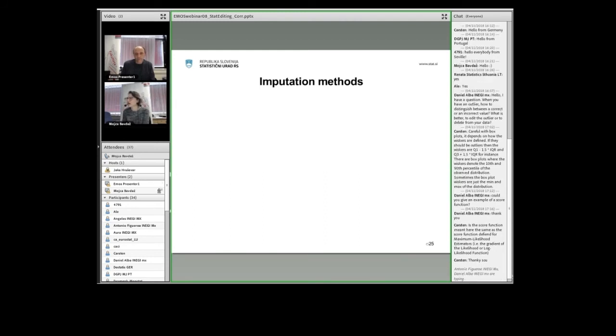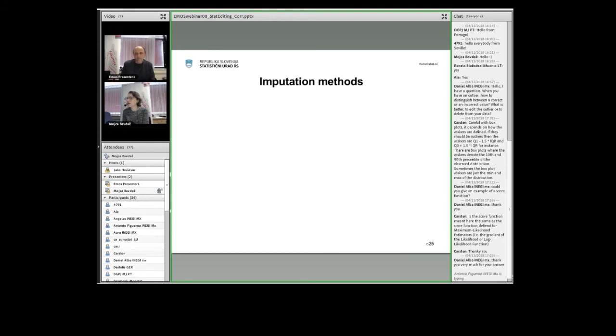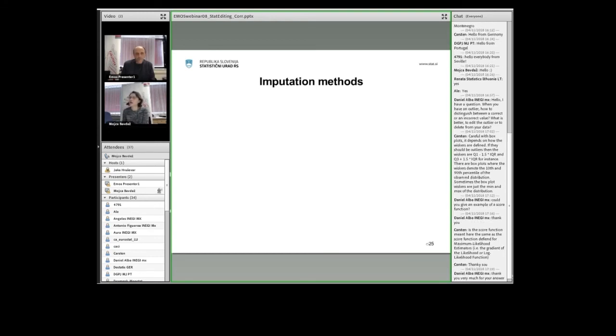Okay, and we have one more comment, more than a question. Careful with box plots because it depends on how the whiskers are defined. Of course, the whiskers could be just the minimum and the maximum of the distribution. They can be a certain percentile, or they can be defined depending on the interquartile range. So, of course, this is just one way. It's not a determination. It's just one way to help you.